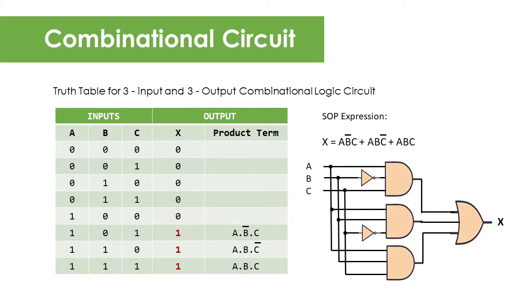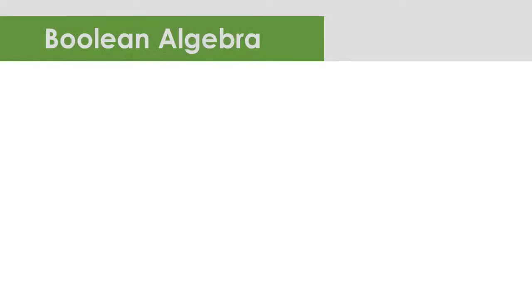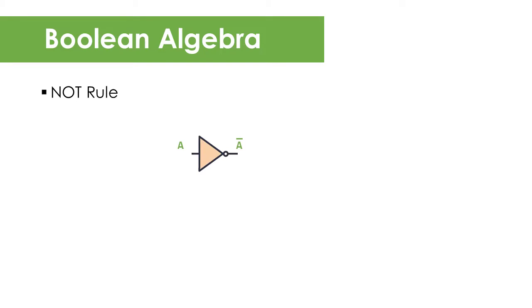Now, even though we can implement this circuit diagram on a breadboard or an actual printed circuit board, this circuit can still be simplified by applying the laws, rules, and theorems of Boolean algebra. I'll give you a quick summary of Boolean algebra, but from the perspective of the three basic logic gates. First is the NOT rule.